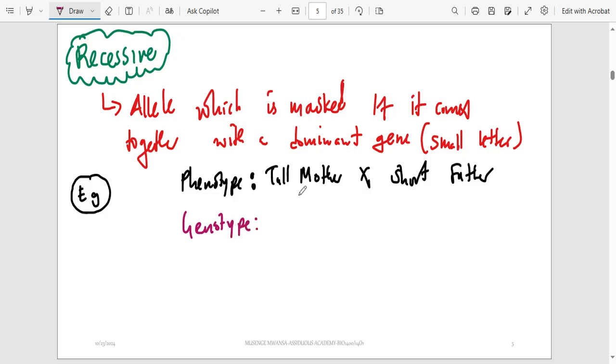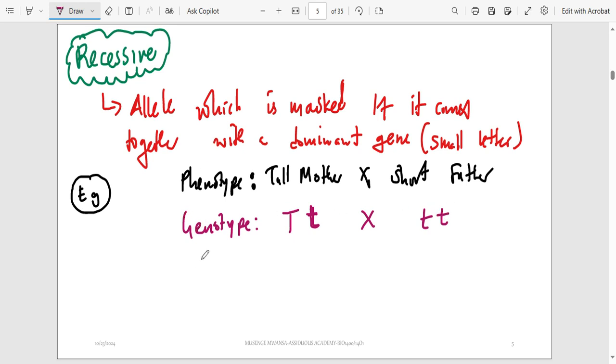You can determine. So if someone is tall, they can either be capital T, or capital T and small t. Remember, as long as you have got one dominant allele, the appearance is going to be always dominant. Let's say it is dominant heterozygous. Heterozygous means you have got capital and small, and you are crossing this with someone that is short. Short is always both are small.